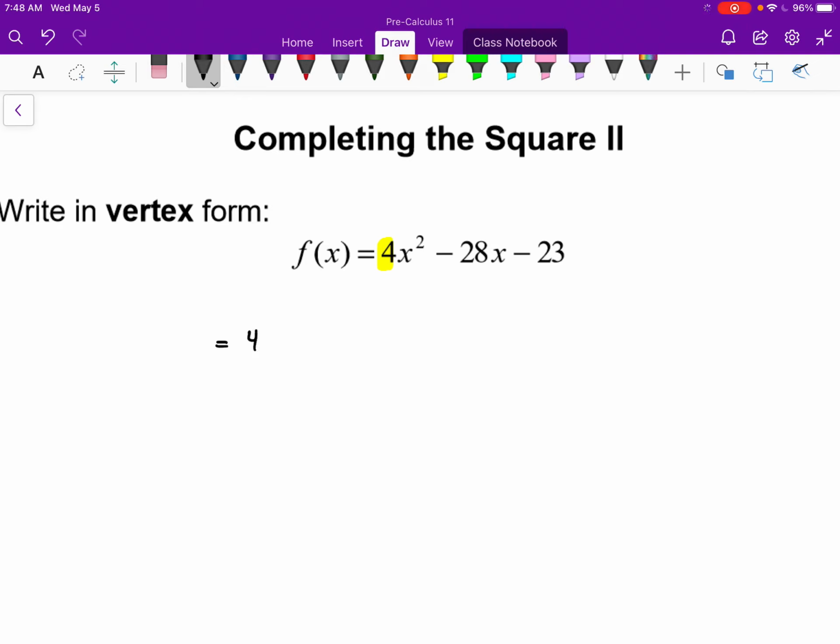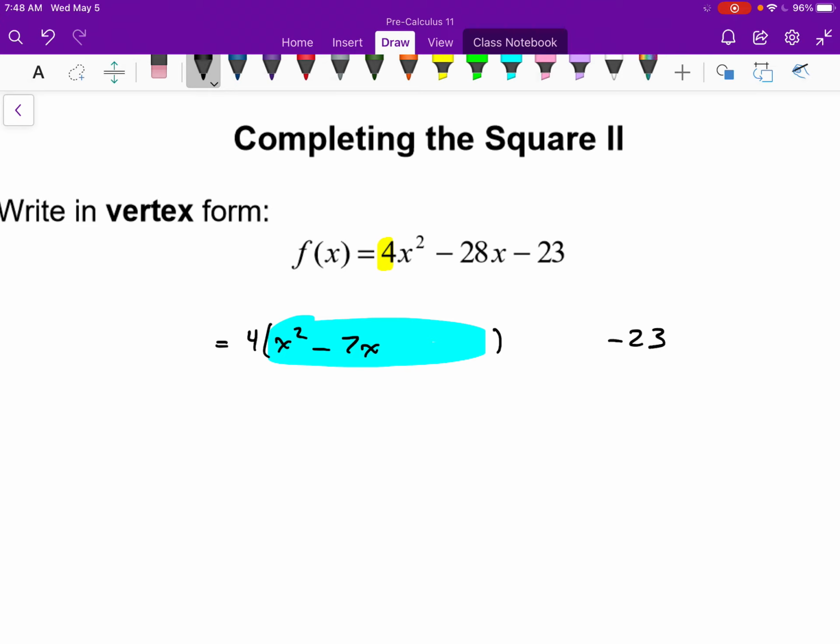So I'm going to rewrite this as 4, take out a factor of 4 from the first two terms. And what's kind of annoying is that 4 doesn't divide into 28 nicely. What am I talking about? Yes, it does. Never mind. 4 divides into 28 just fine. Take out a factor of 4 from negative 28, and you get negative 7x. And again, give myself some space, because I want to create a perfect square right here. And that minus 23, I'll just kind of shove off over here.